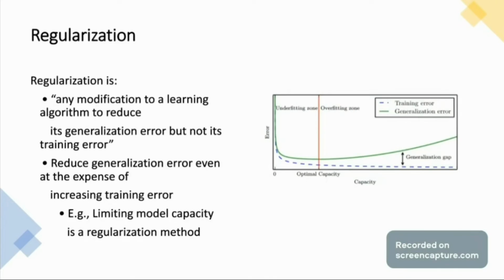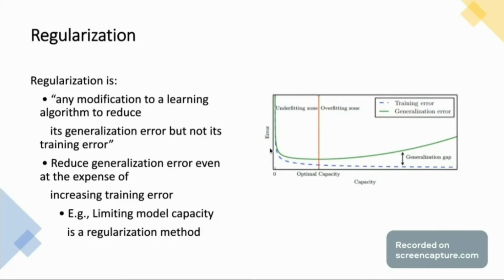What is regularization? Regularization is any modification to a learning algorithm to reduce its generalization error but not its training error. So, when we think about reducing the generalization error, we do not have to reduce the training error. We have to focus on reducing the generalization error even at the expense of increasing training error. Limiting model capacity is an example of the regularization method.